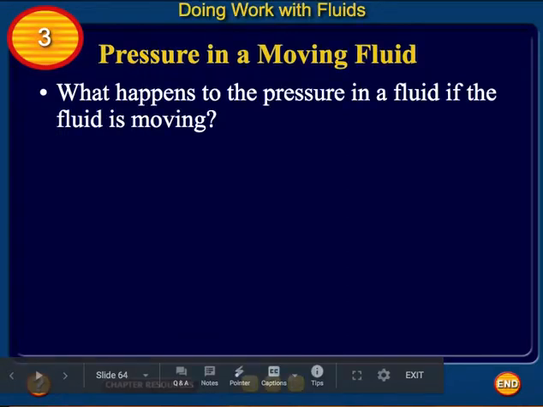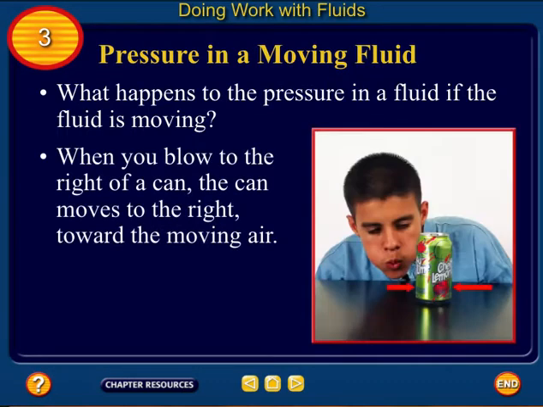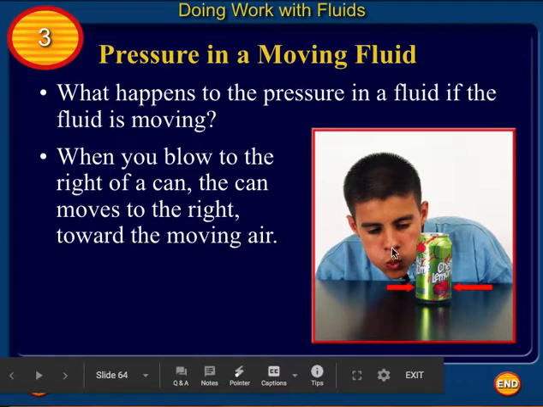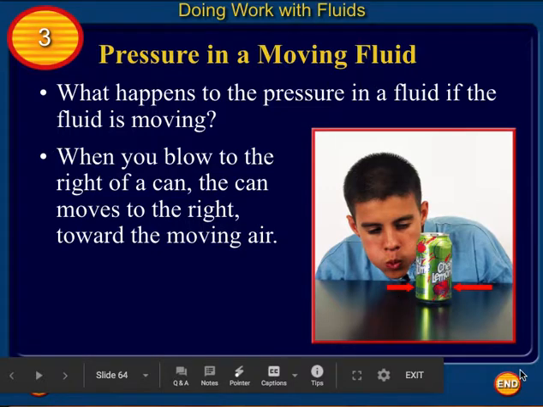Pressure in a moving fluid. What happens to the pressure if a fluid is moving, such as moving air or moving water? Take a pop can and set it on the table in front of you or on the kitchen counter. I want you to use a blow dryer, or just like this, blow really closely to the side of the can here, not actually on the can, but right here. What happens to the can?